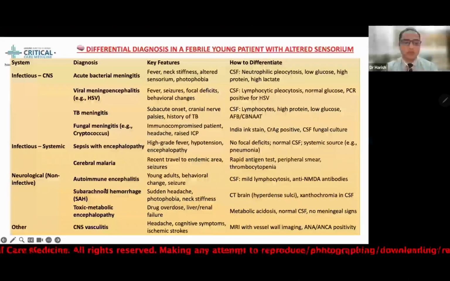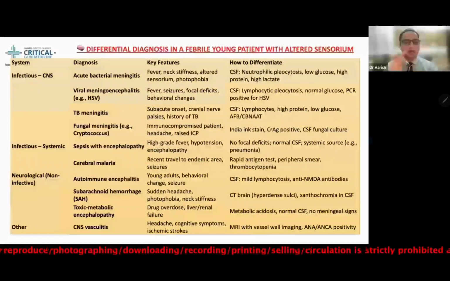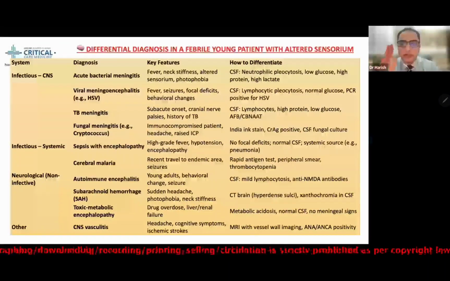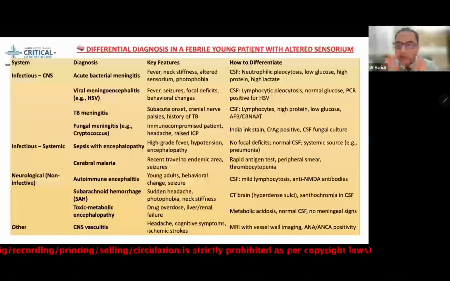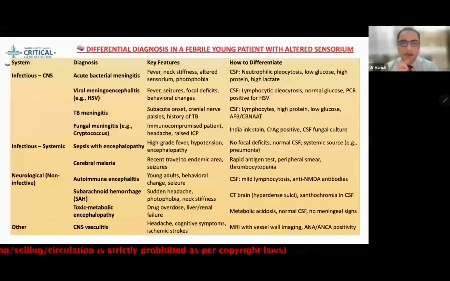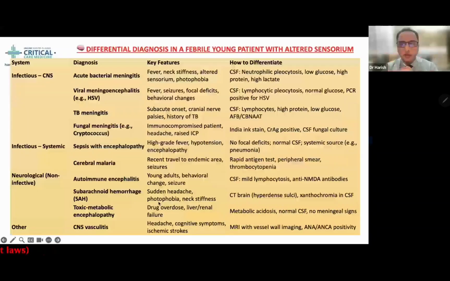Non-infective neurological conditions: autoimmune encephalitis, usually in young adults. They will have behavioral changes and can have convulsions. CSF shows mild lymphocytosis. We can diagnose with anti-NMDA receptor antibody and anti-VGKC antibodies. Subarachnoid bleed: sudden, severe, life-threatening headache, which we call a thunderclap headache, with photophobia and neck stiffness. CT shows hyperdense sulci, that is subarachnoid bleed, and xanthochromia in the CSF analysis.